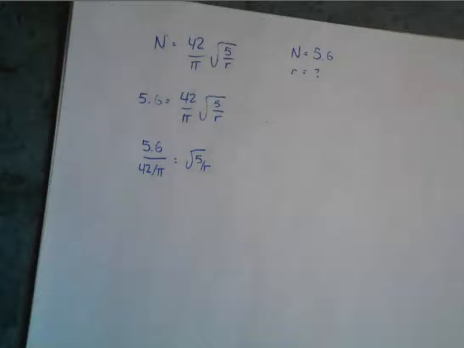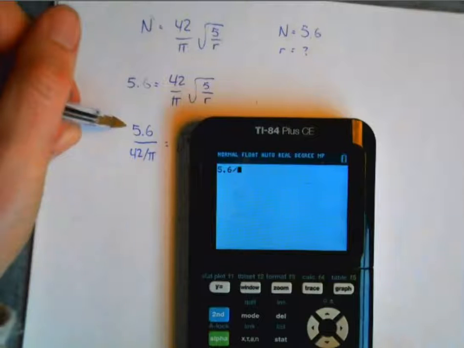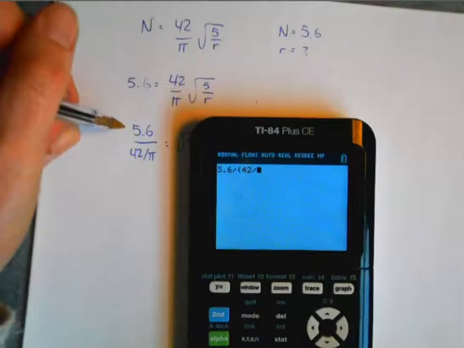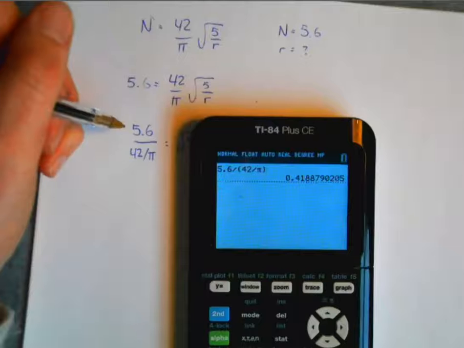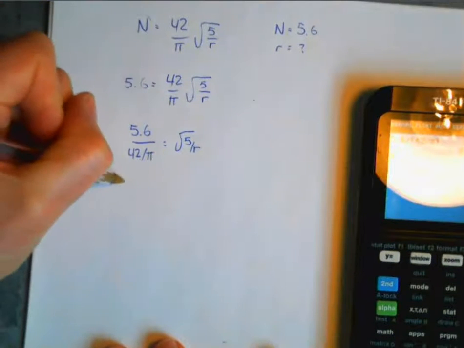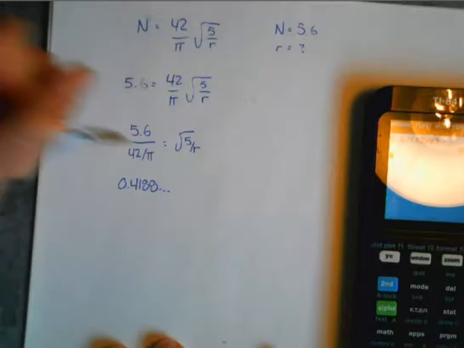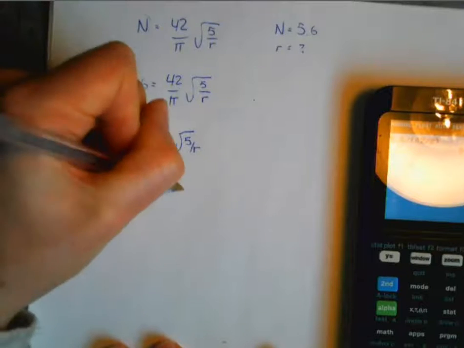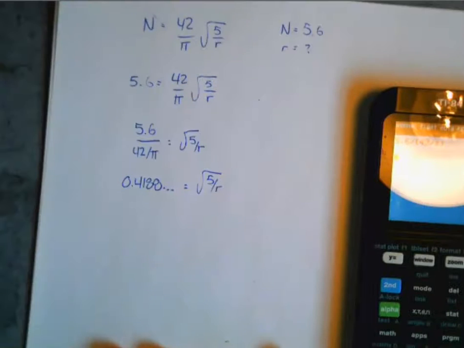Then what I did, again, just because I find it simpler to look at one easy number, is I did 5.6 divided by 42 over pi and hit enter there. So that gave me 0.4188 something. And I'm just going to make sure that I maintain that decimal. And so that's equal to the square root of 5 over r.